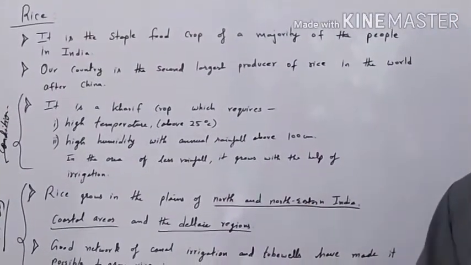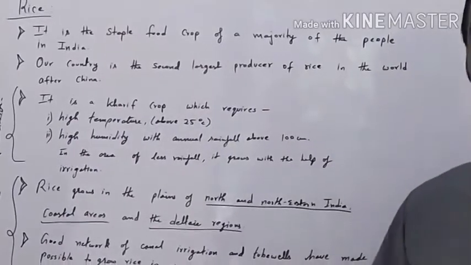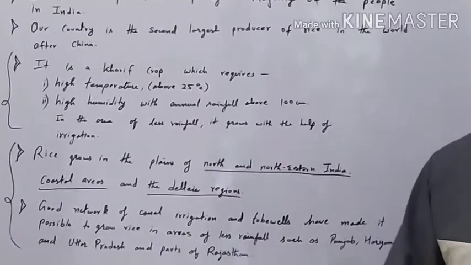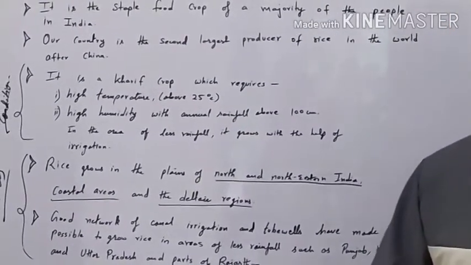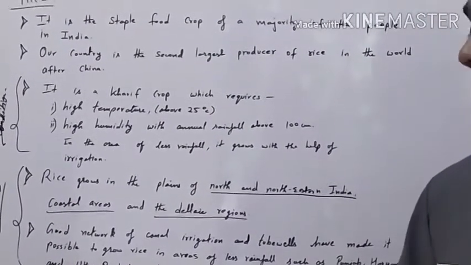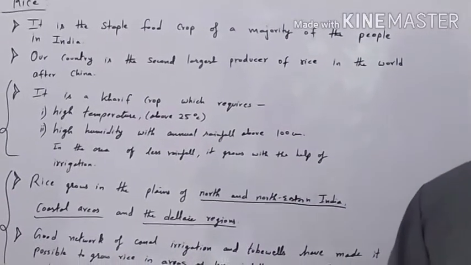Now since we know that rice is grown in the kharif season, the temperature in the kharif season is very high, so therefore it is suitable for the growth of rice. Rice requires a temperature above 25 degrees Celsius, and the kharif season is the appropriate time when rice is sown. Okay, the humidity with the annual rainfall of 100 centimeter.